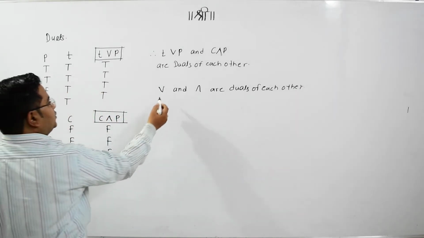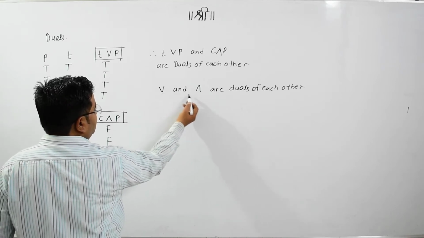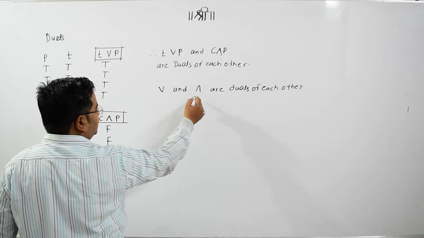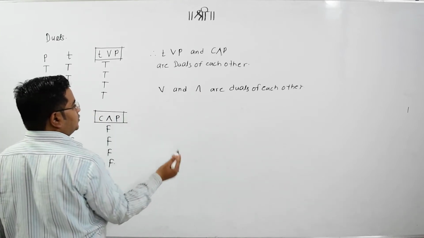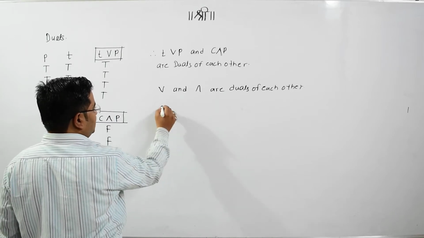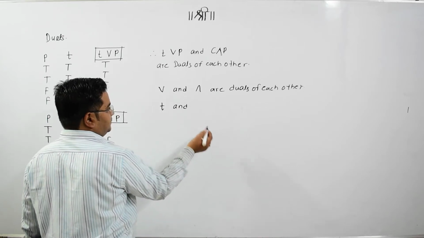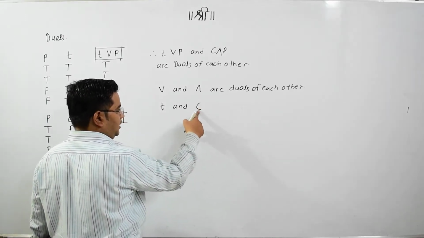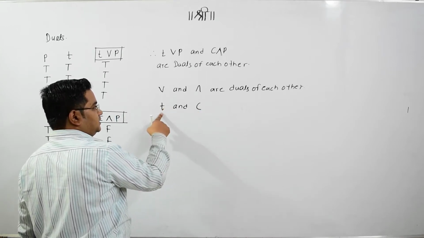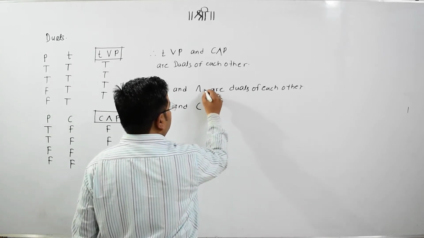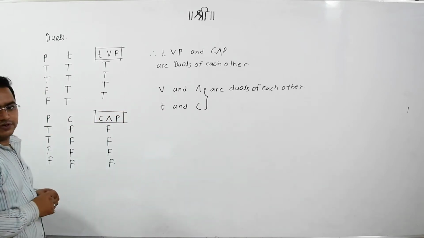So if we are asked to find the dual of the given statement, what we need to do is replace this or sign with and, and replace the and sign with or. Plus, if a tautology is given within the statement, we need to replace it by C, which means contradiction, and if a contradiction is given, then we need to replace it by T. That's what we need to do. Within these steps we will follow our next question, question number 2.